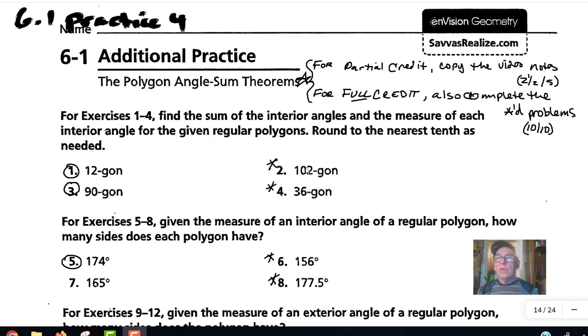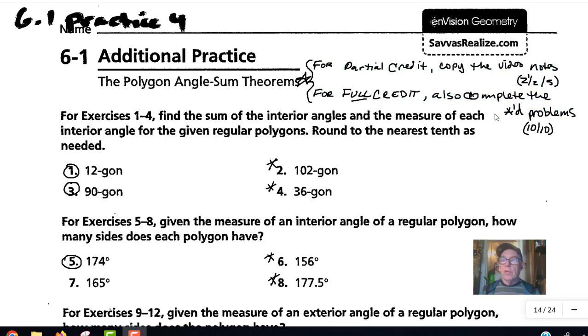Okay, this video accompanies the 6-1 additional practice. I think on this one you had to do at least 2 out of the 4 practice pages. In addition, if you want partial credit, all you have to do is just copy the circled ones that I'm going to do on the video.